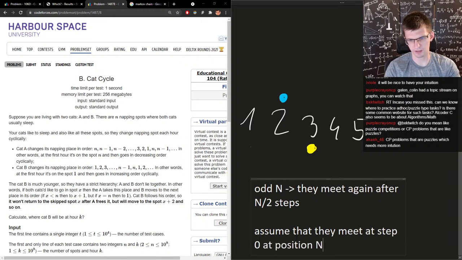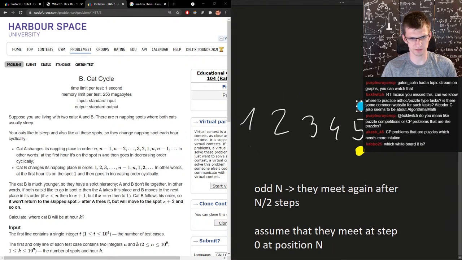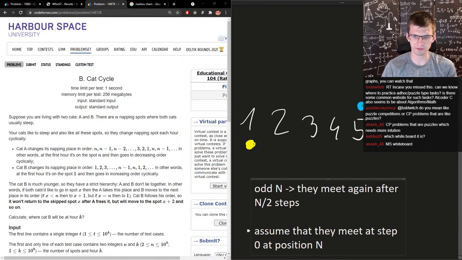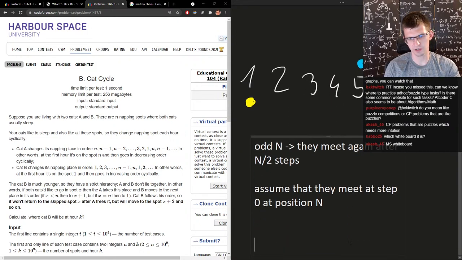Zero, position n. I can assume that a second ago, just before the process started, the situation was like this, and then yellow was weaker, so he moved to one, and then at step zero, and then after every n over two steps they meet again. So I claim that the answer is k, because that's how many steps the second cat makes, plus k divided by n over 2, because once every n over 2 turns, he needs to move once more, because they get the same position. This modulo n, and maybe you need some off by 1. I think that this is the answer for odd n. For even n, they never meet, right?